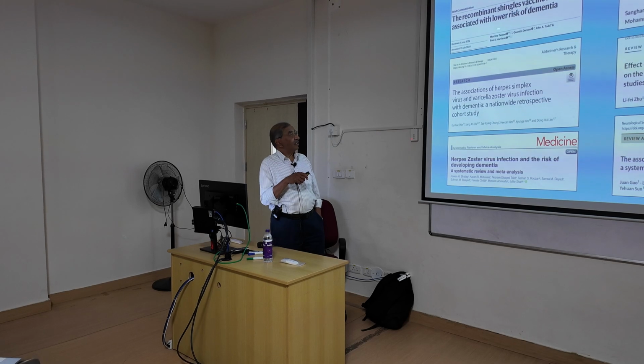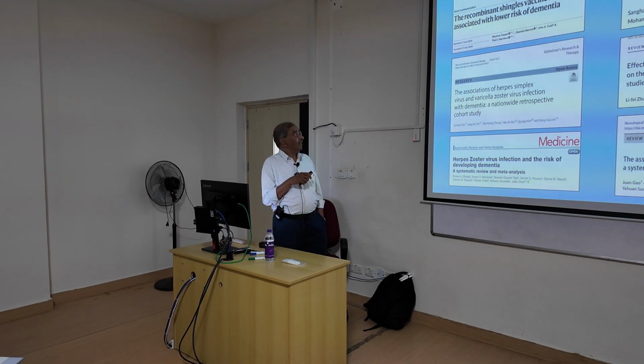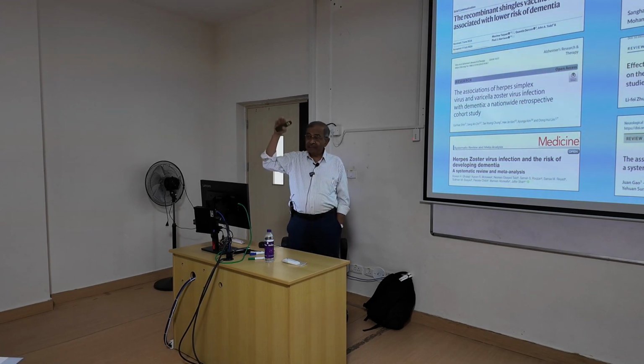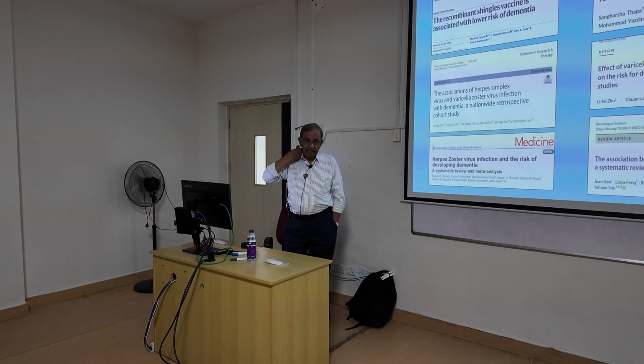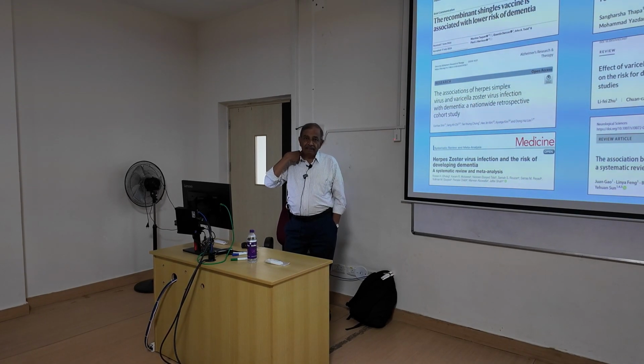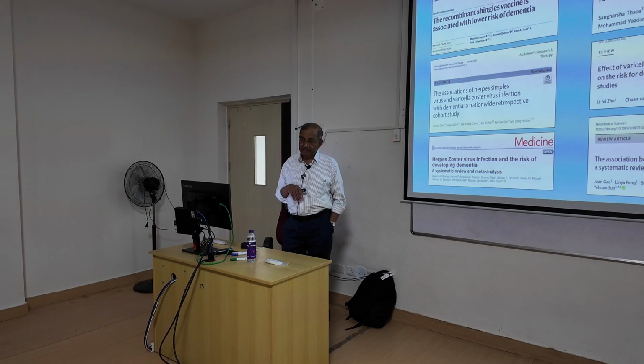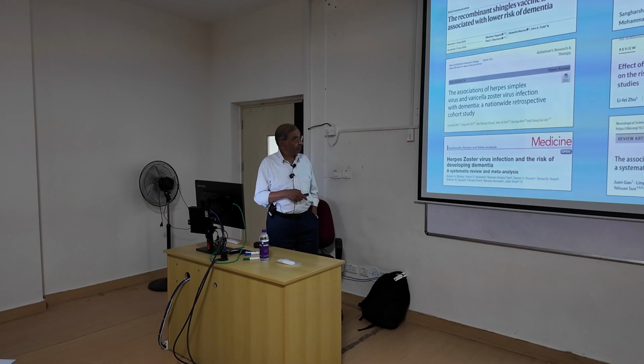The recombinant shingles vaccine, there is a vaccine, they said that it is associated with lowering the risk of dementia. And we had a meeting in the Alzheimer's Association about a month ago, and there were a lot of people from GlaxoSmithKline. They said, definitely with the vaccination, you can reduce dementia by about 20%. This is just a preliminary result.